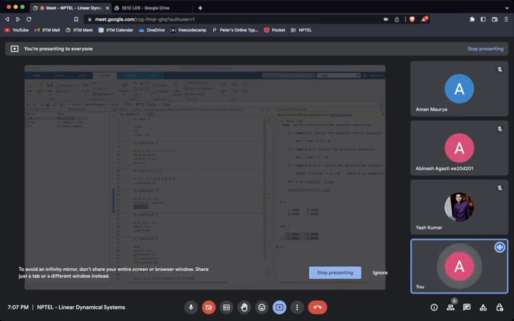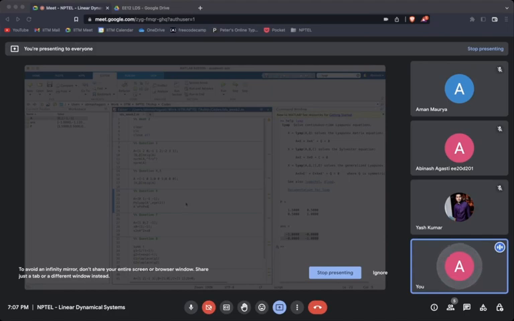And okay, one more thing we have to verify. Let us find out the eigenvalues of P. [V, D] equals eig(P).